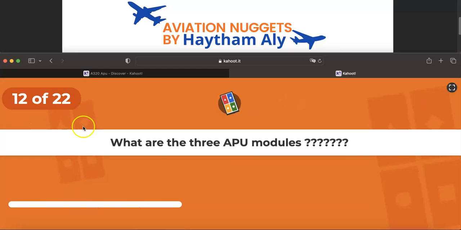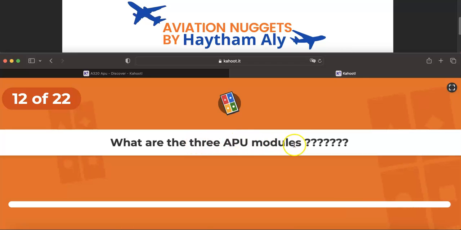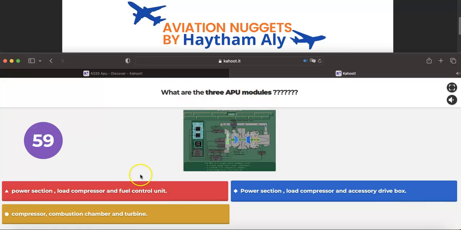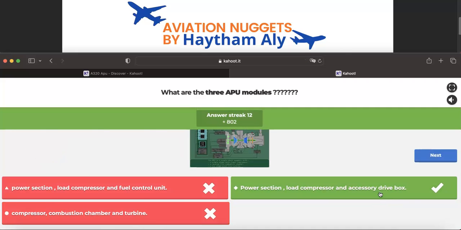Question 12 of 22. What are the 3 APU modules? Power section, load compressor, and fuel control unit. Power section, load compressor, and accessory drive box. Compressor, combustion chamber, and turbine. As I mentioned before, if we speak about the APU, we have 3 modules. They are power section, load compressor, and an accessory gearbox. So the right answer is power section, load compressor, and accessory drive box.